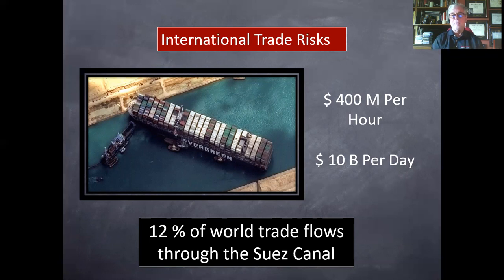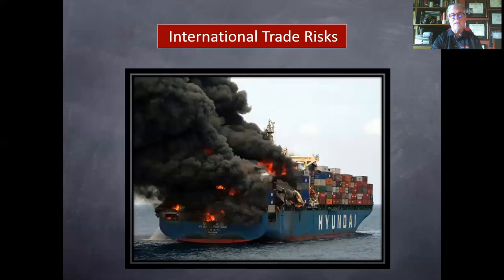Now, this is going to have to be dealt with through the insurance companies. So you can bet probably with expense incurred on all parties, you'll see an increase in the cost of goods in the future. And then, of course, we have things like this that happen periodically.